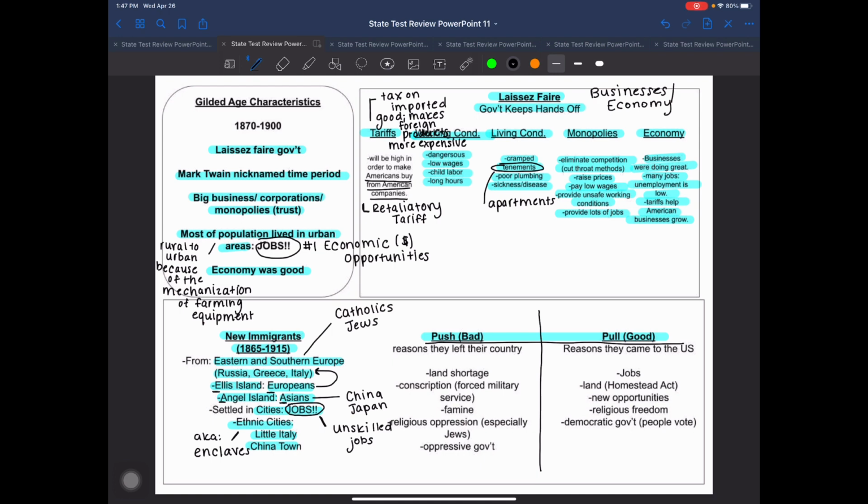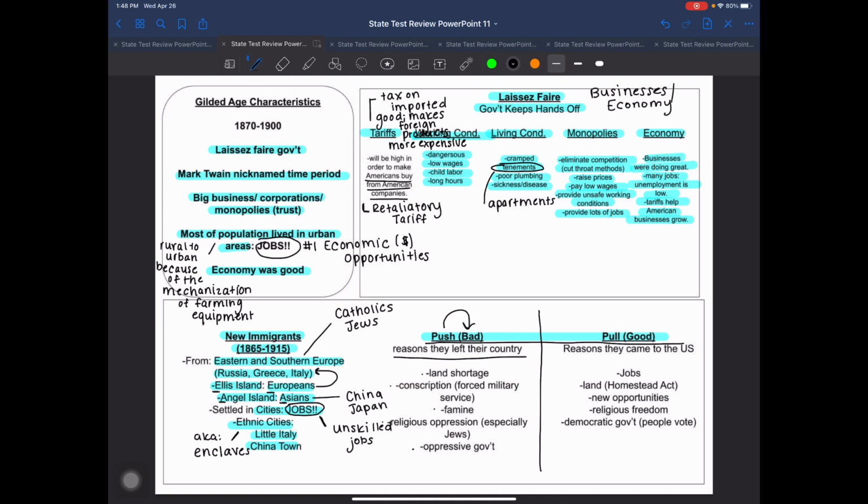And instead of telling my students to remember all these very specific details, I asked them to remember, like, hey, the push, that's the bad stuff. So if it is something that is bad, put it under push. Okay? For push, these are the reasons why these immigrants are leaving their country. These are the bad things going on in the country that they were raised in, that they were living in, that they want to get away from.